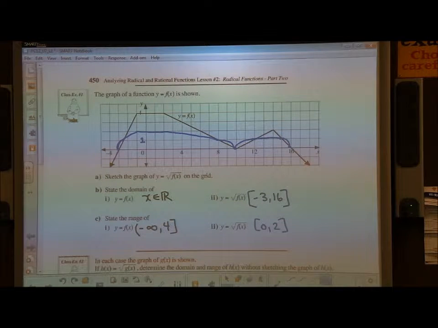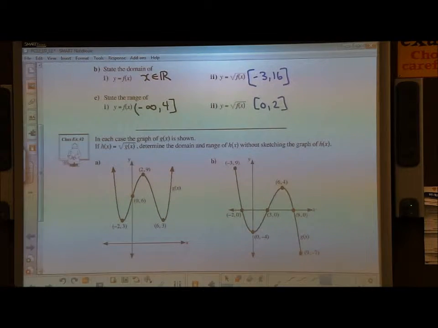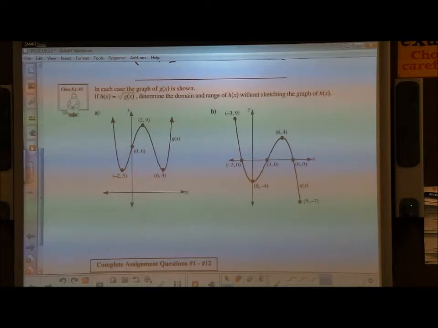And the last question asks to determine the domain and the range of the reciprocal function without sketching the reciprocal function. So if we look at A, what is the domain of this function? X can be anything. And what's the range? Y has to be greater than 3.